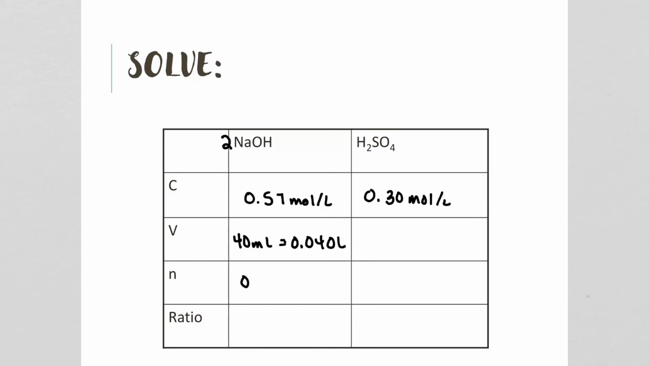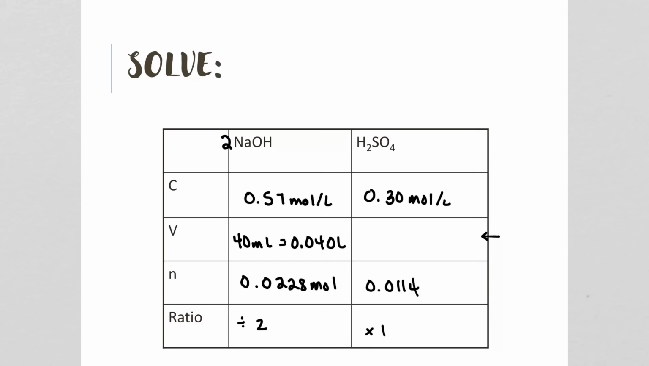So 0.0228 moles. But remember, we're going to divide by 2, multiply by 1. So our number of moles of sulfuric acid is 0.0114. Then we're going to figure out our missing value.